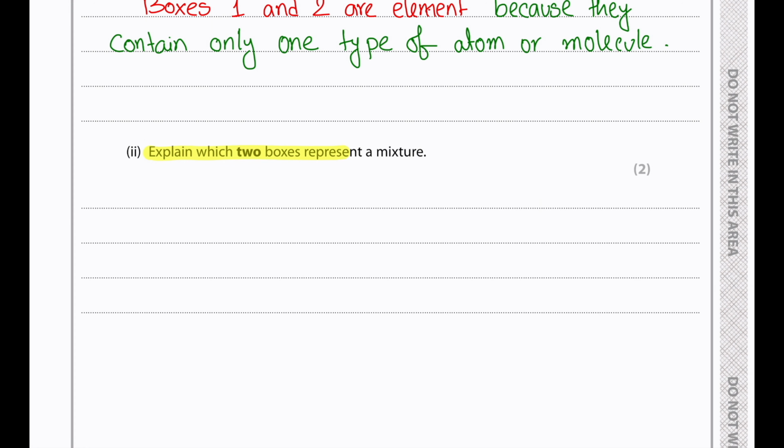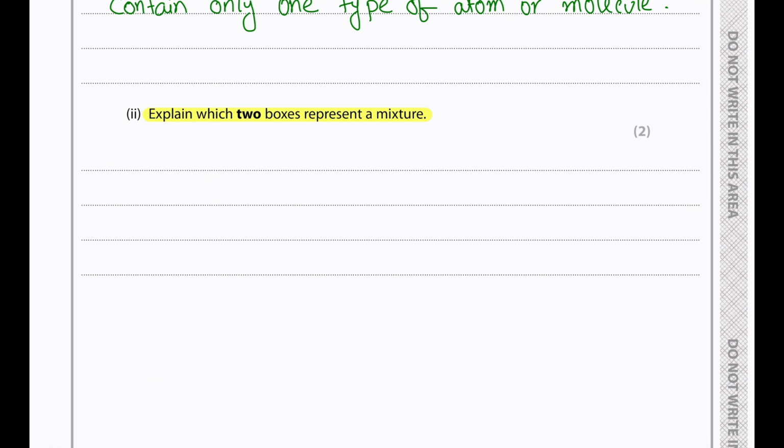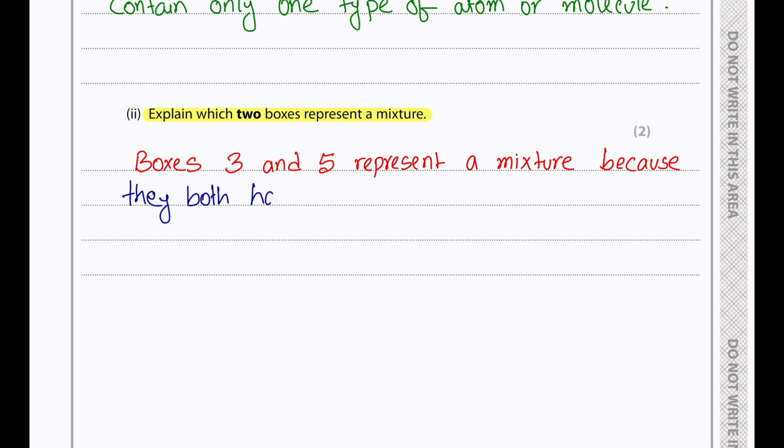Explain which 2 boxes represent a mixture. We can see box 3 is a mixture and we can see box 5 is a mixture. So boxes 3 and 5 are mixtures because they both have different types of molecules.